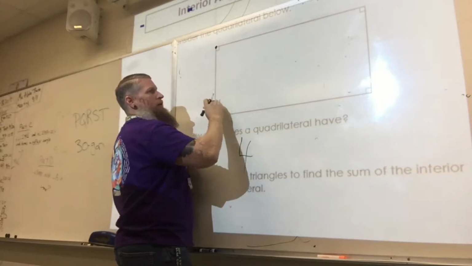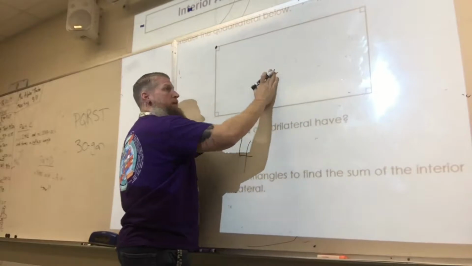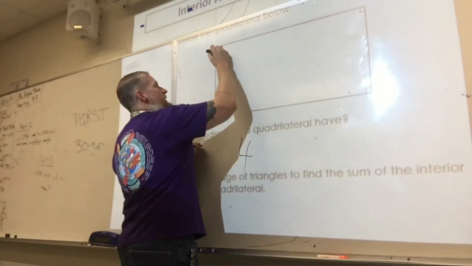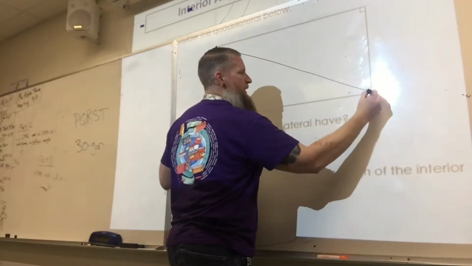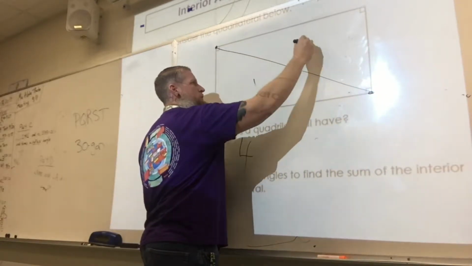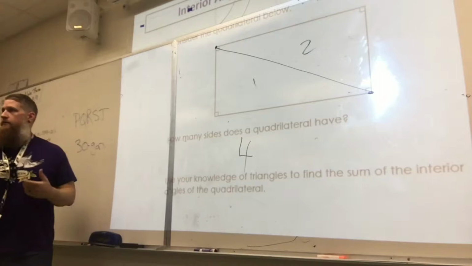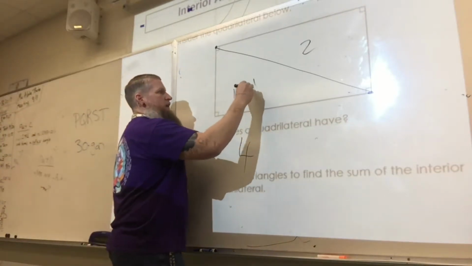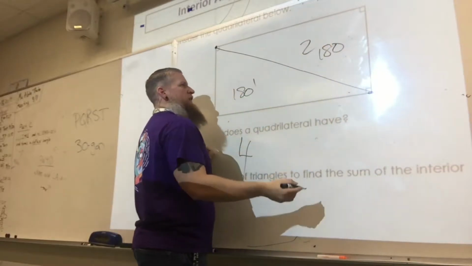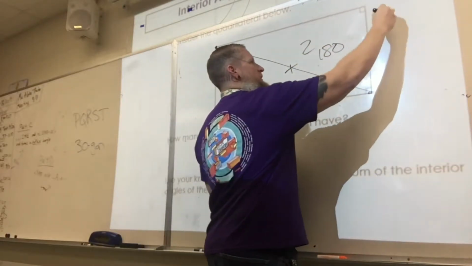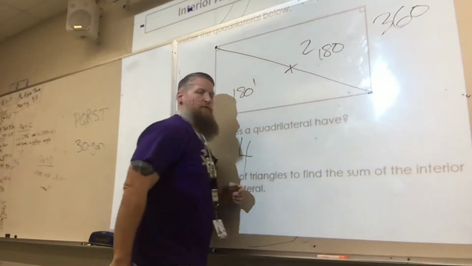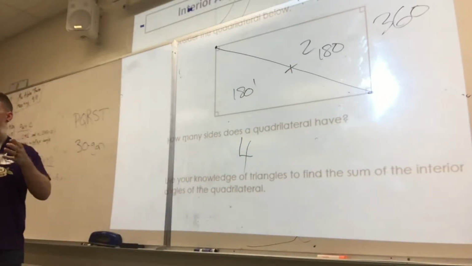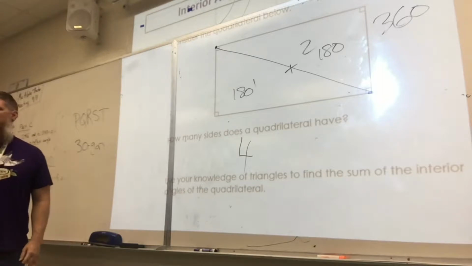So if I split this up into triangles that are completely attached to my vertices, I can draw that across and split it into 2 triangles. Correct? How many degrees are in each triangle? So there's 180 here, 180 here. If I add those together, it gets you how many? That's where the 360 is coming from. So 4 sides always has 360 because I can take a 4-sided figure and always split it into 2 triangles.